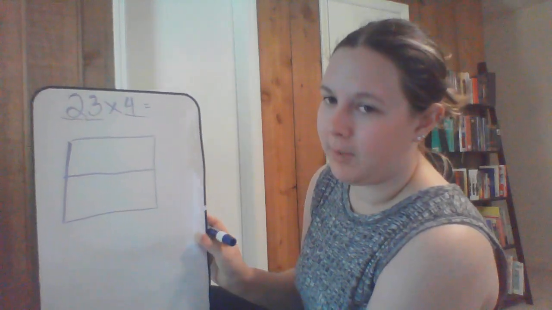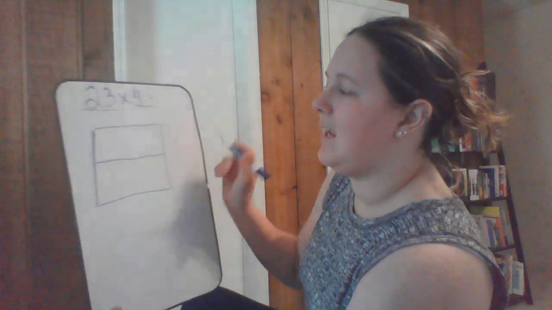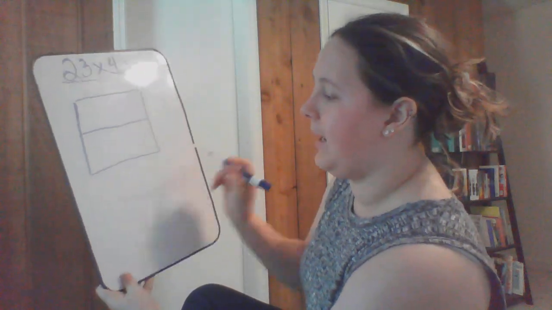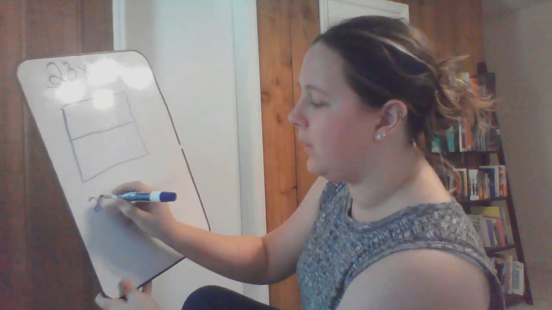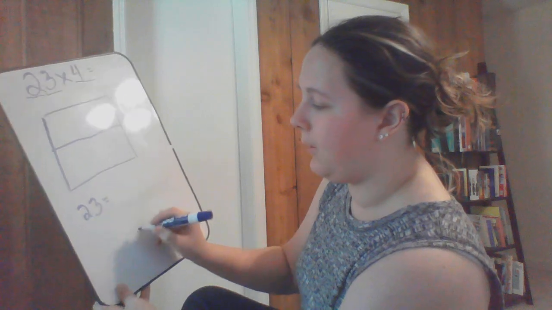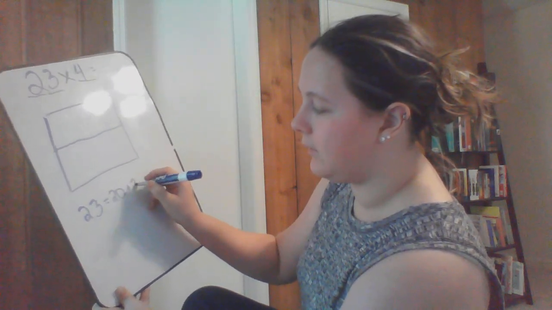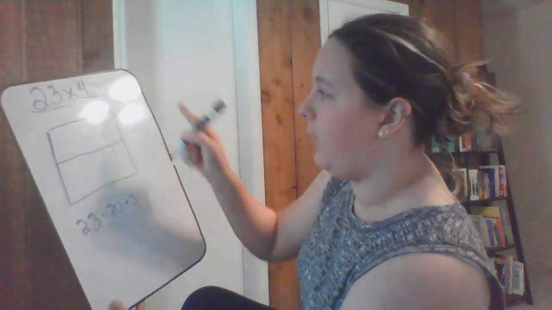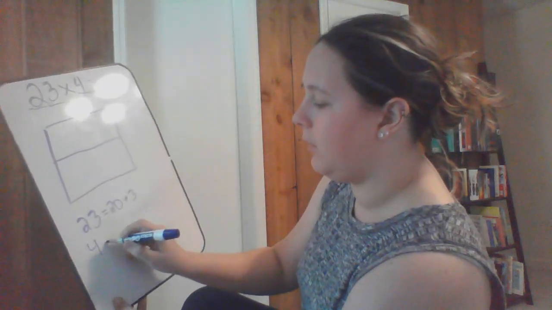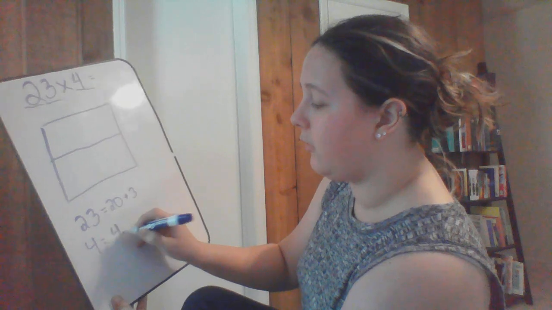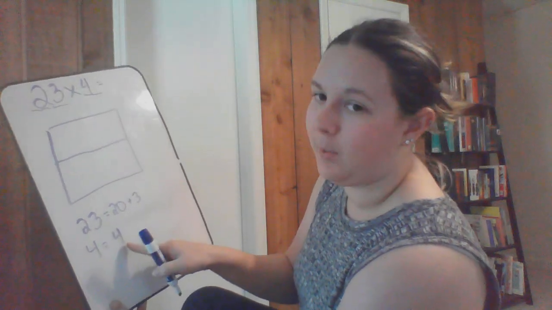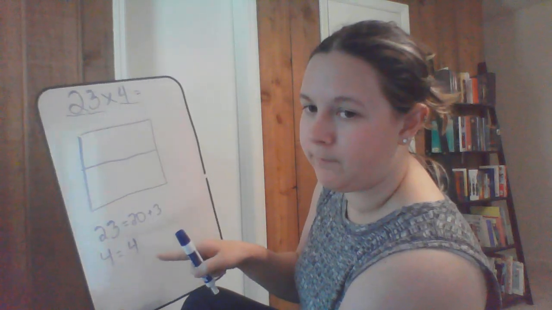Then we have to label our box. We actually are going to take our numbers and we're going to break them into expanded form. So if we had 23, and we want to put that in expanded form, that would be 20 plus 3. If we had 4 in expanded form, that would be just 4, because it's only a ones place. There's no tens place to pull apart.